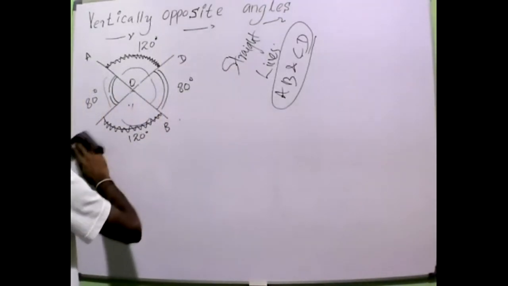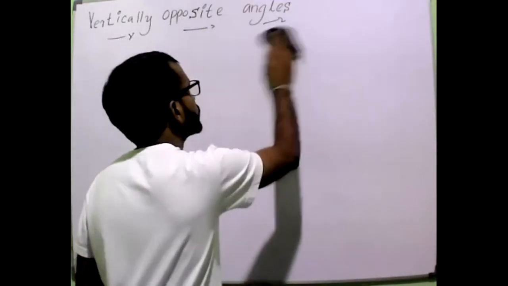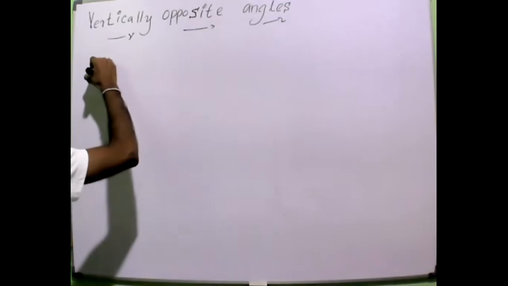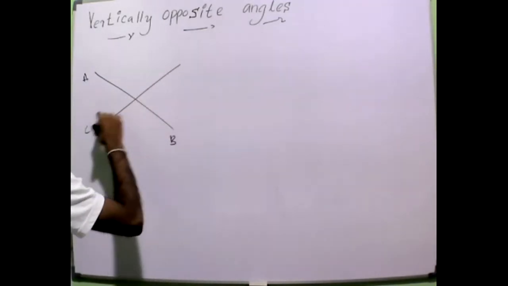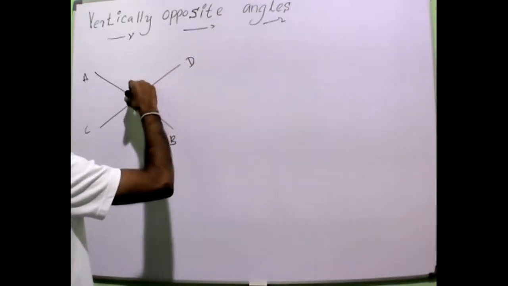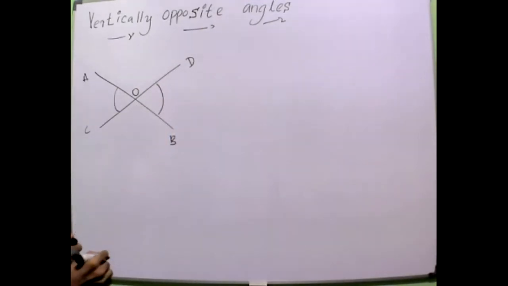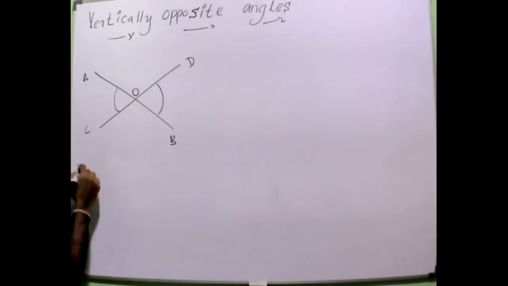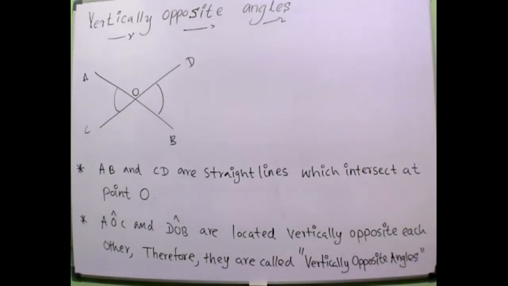So please draw something like this: AB and CD. Middle point is O. I will mark something like this as well. So now you can write what I am writing. So this is it. I have written it down.